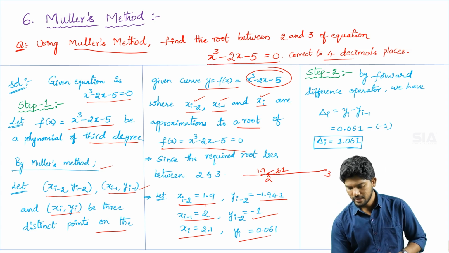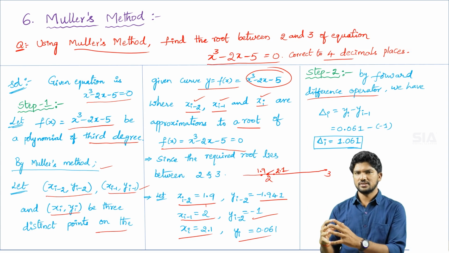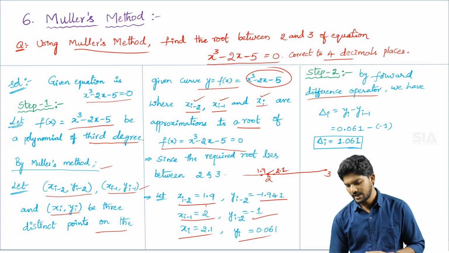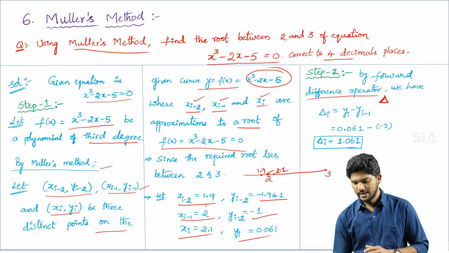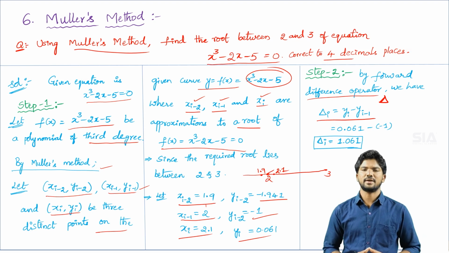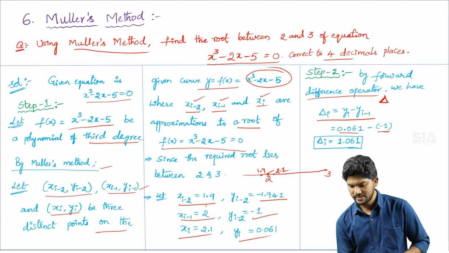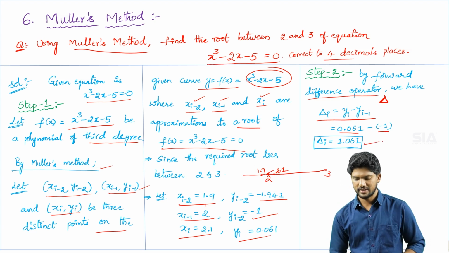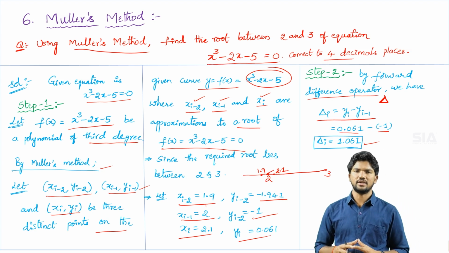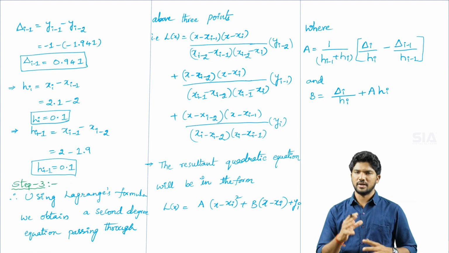Now in step 2, we use the forward difference operator, which we are going to study in the next unit, that is the second unit, interpolation. The forward difference operator is delta. The formula is delta suffix i is equal to y suffix i minus y suffix i minus 1. Here you know very well the y suffix i value and y suffix i minus 1 value, so substitute them and you will get delta suffix i value 1.061. What is the use of finding this forward difference value? We are going to use these values in the general approximation formula by using Muller's method.